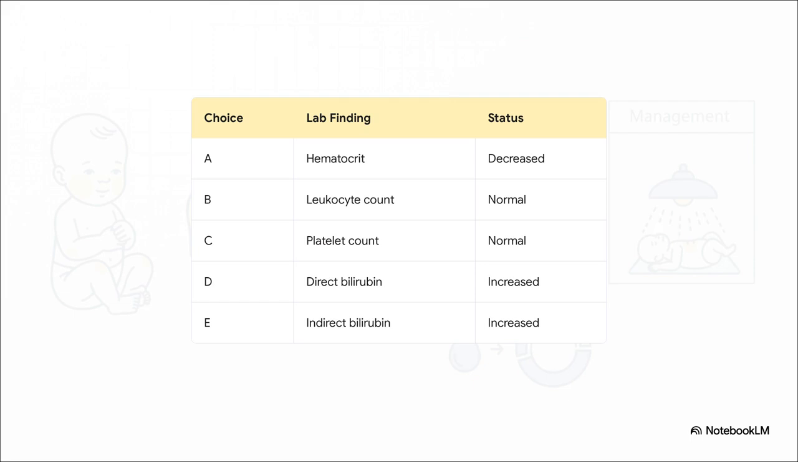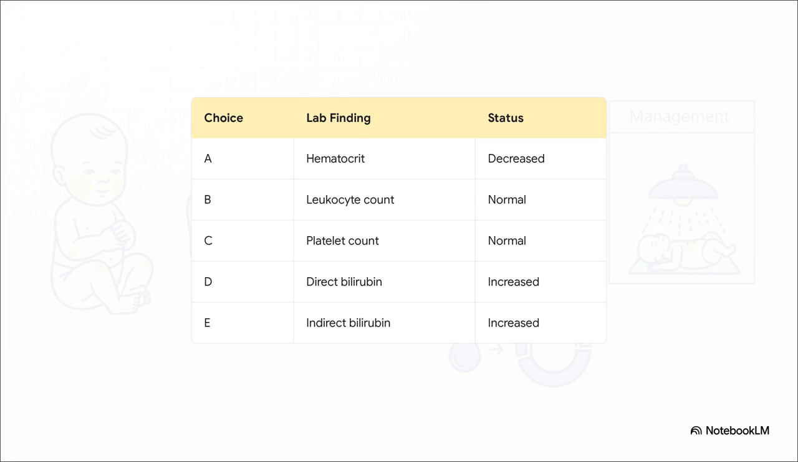When we systematically dismantle the 5 answer choices here, we immediately rule out breast milk jaundice. Why? Because of that early onset. We also bypass G6PD deficiency since the maternal-fetal blood type mismatch points overwhelmingly to immune-mediated destruction. What's happening is maternal IgG antibodies are crossing the placenta and attacking the newborn's erythrocytes. Because these antibodies strictly target red blood cells, the leukocyte and platelet lines remain completely unaffected, so cross off options B and C. Options D and E are also incorrect.